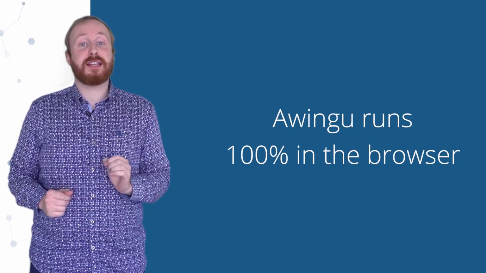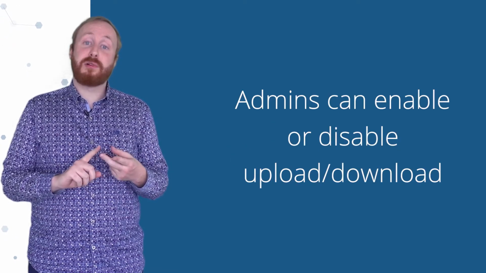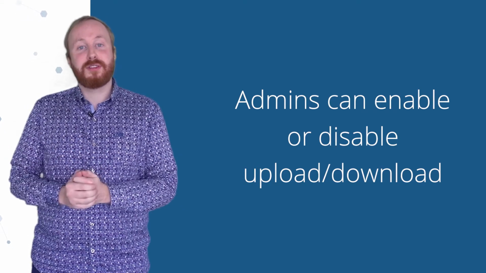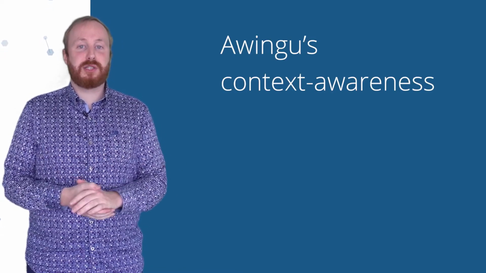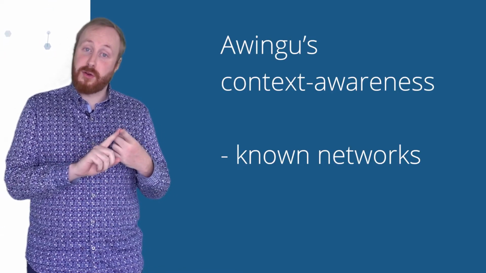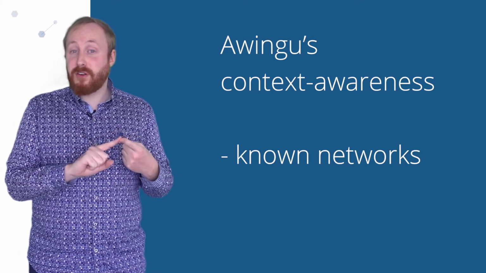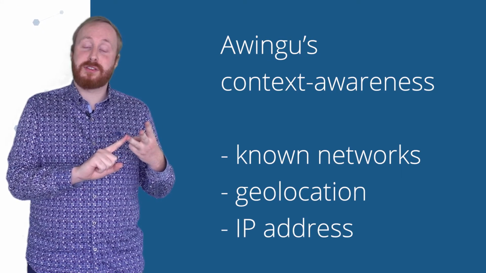By default, Awingu runs 100% in the browser and is never in touch with the local endpoint client. Furthermore, administrators can choose to enable or disable up or downloads from the local device to the Awingu environment, and vice versa. Now, we've extended our context awareness capabilities to not only restrict access to known networks, but to also check if the device that is logging in is coming from a predefined set of geolocations and IP addresses.